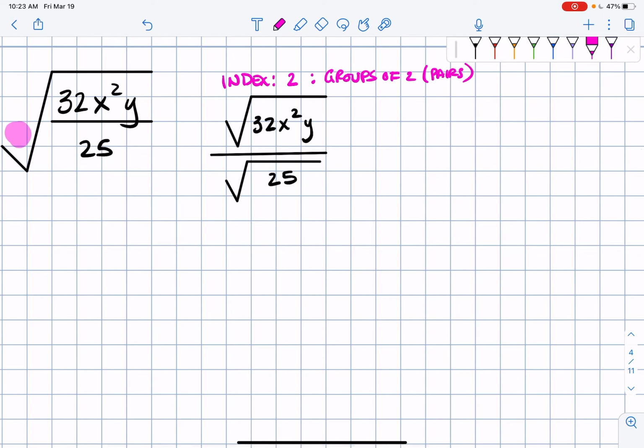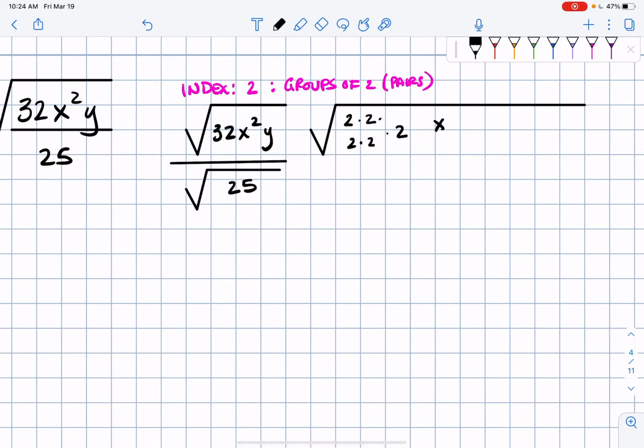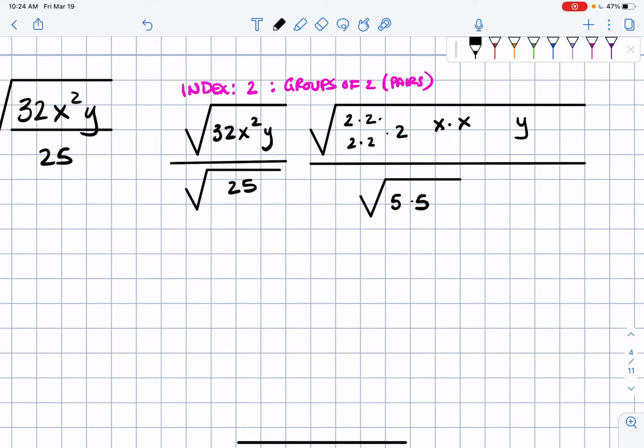Well, 32 is going to be, and sometimes you're not going to have the space to do it, so 32 is 2 times 2. Actually, I do have the space here. Let's use it. So I got 2 times 2 times 2 times 2 times 2, right? Because 32 is going to be 2 to the 5th, okay? And then I got x times x and a y. And that's going to be all over 25, which, lucky for you, is going to be a 5 times 5. Okay, so I can break those down as well.